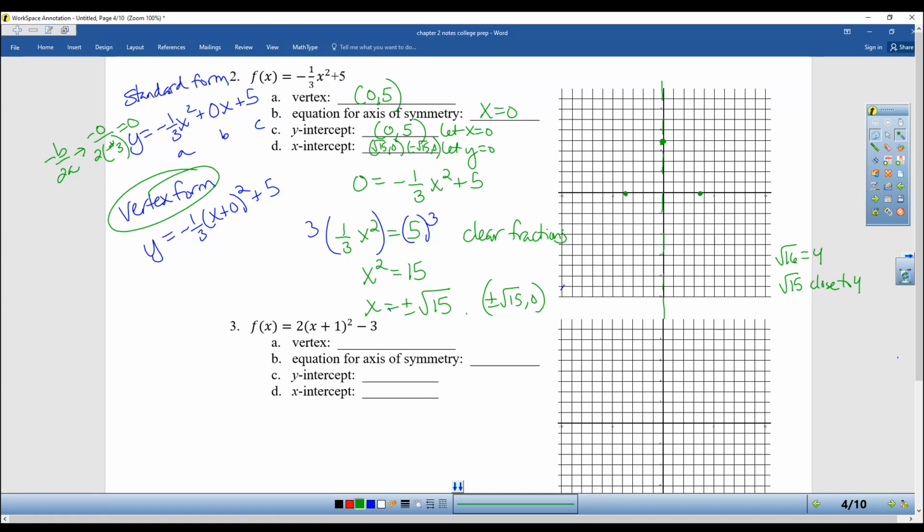It would be nice if you got another point. So I think to myself, when x is 3, you're always trying to ask yourself, what's the best number I could plug in?